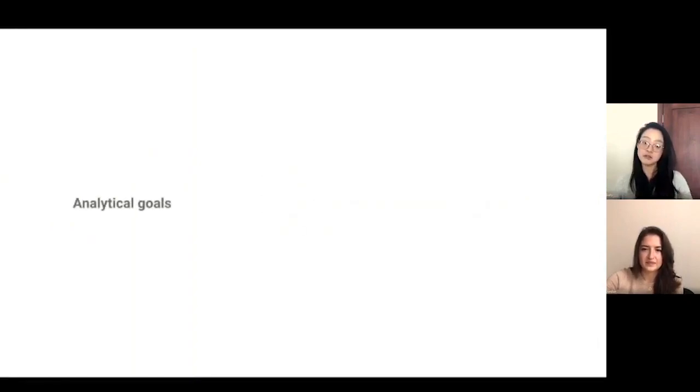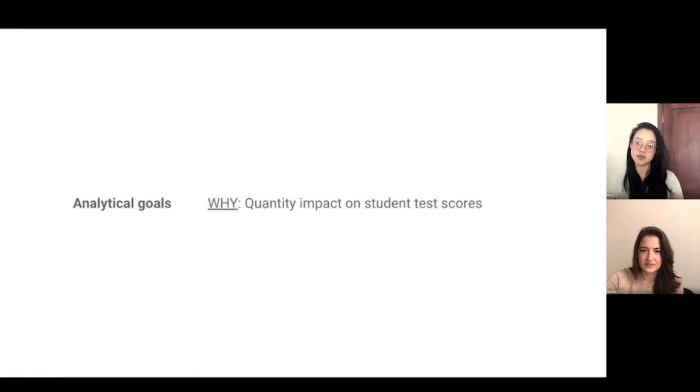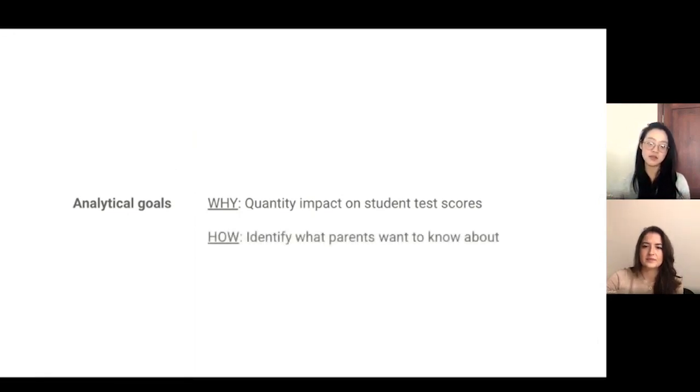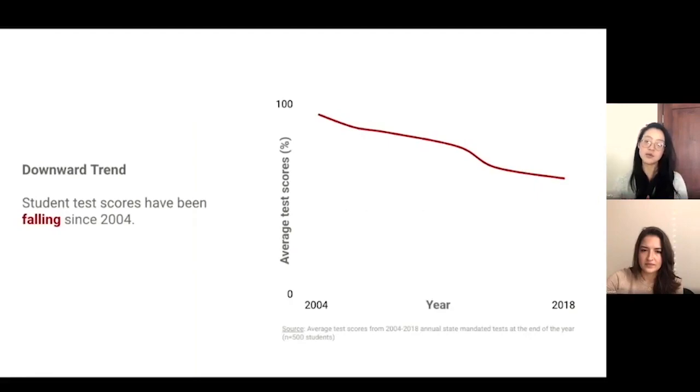But for our analytical goals, we had two. So the first one is we need to look into the why. Why do we want to create the app in the first place? And why are we interested in keeping parents informed? Well, we want to quantify the impact of doing that parental involvement on student test scores. And then we looked into the how. So once we decided we're going to create the app, what are parents interested in? What do they want to learn more about? So if we dig into the why first, this is what we found.